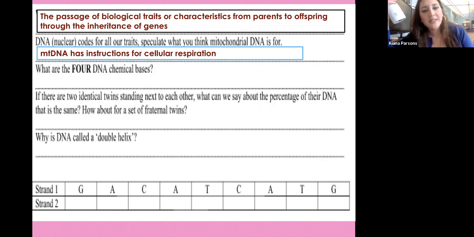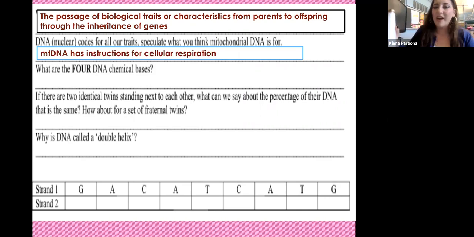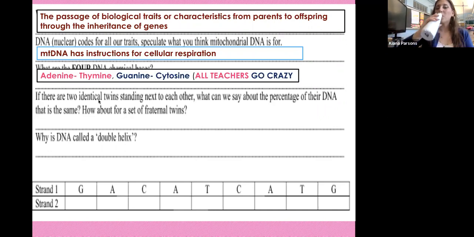Your mitochondrial DNA is inherited from your mother and it is different from your nuclear DNA, which is something much more complex that we won't discuss too much more in living environment, but you could discuss a lot in a college biology class. All right, the next question. What are the 4 DNA chemical bases? Adenine, thymine, guanine, and cytosine.